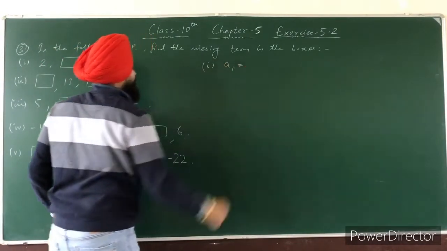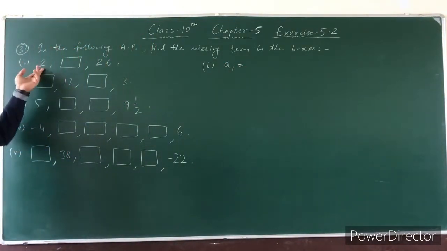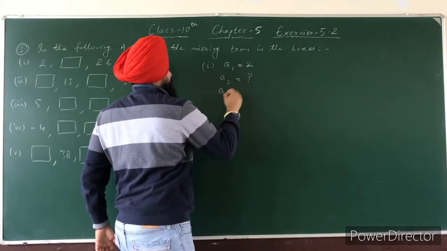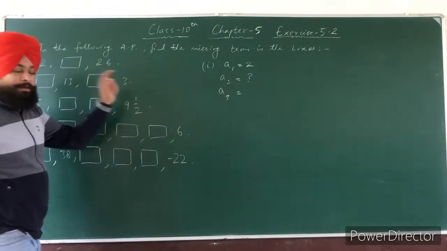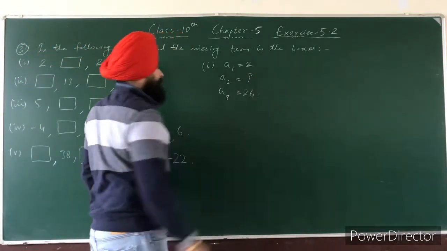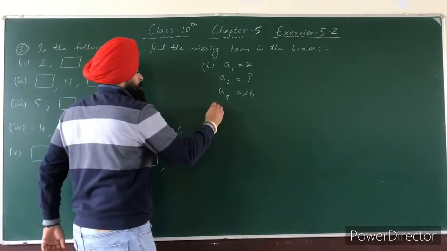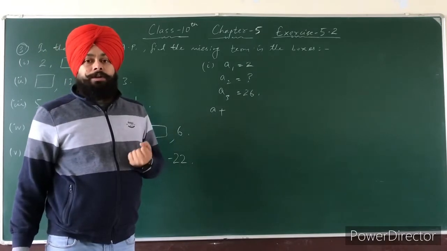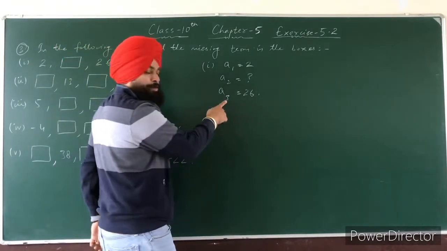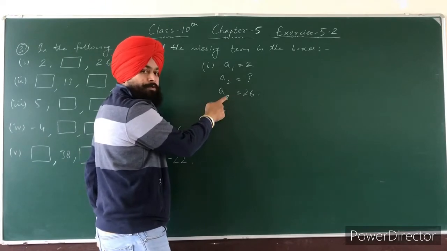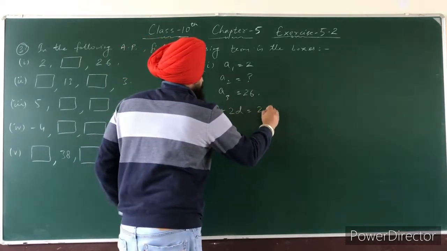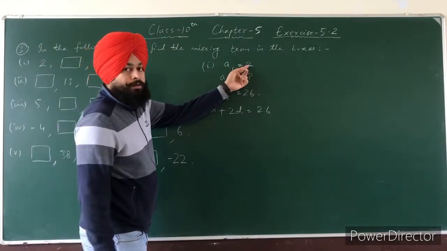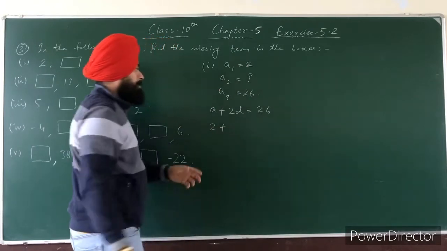So the first term is A1. So you can say A1 is here 2. A2 is missing and the third term is 26. It means A3 is 26. Now we know that the general term of the AP series is A plus (N minus 1) into D. In this third term, N is here 3. So 3 minus 1 is 2. And its value is 26. Now what is A? A is here 2, because the first term is 2.